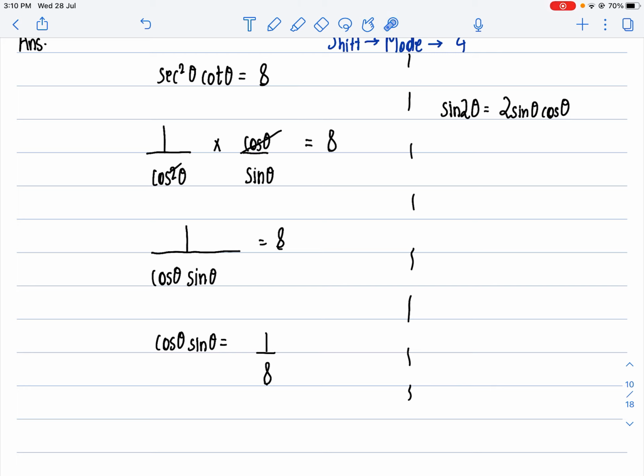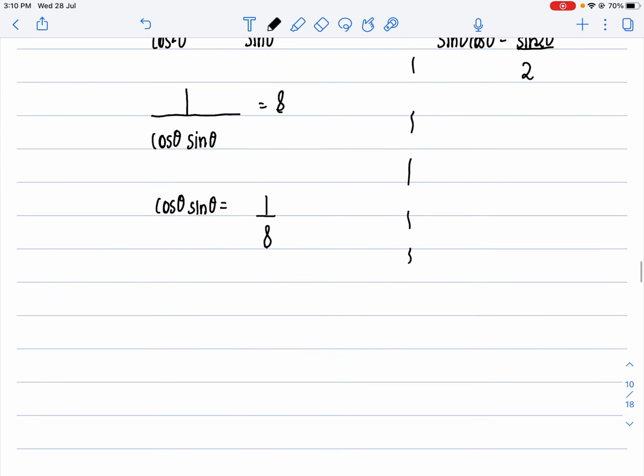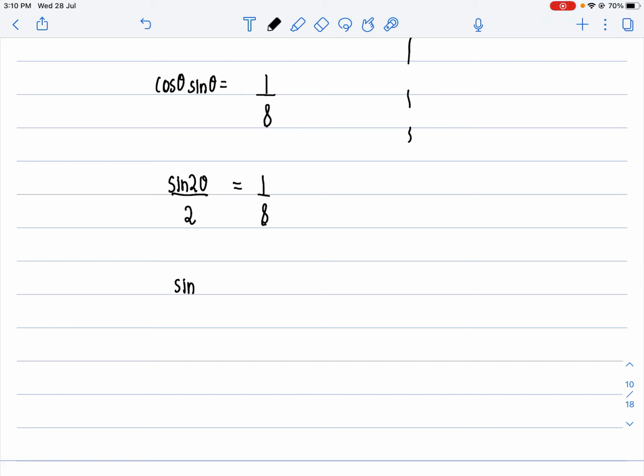So now, as you can see here, I have cos theta sine theta here, and I have sine theta cos theta here. So I can simply write this as sine theta cos theta, which is equal to sine 2 theta over 2. Correct? So I can simply write this as sine 2 theta over 2, basic substitution, which is equal to 1 over 8. So I get my sine 2 theta as 2 over 8. So I get my sine 2 theta as 1 over 4.